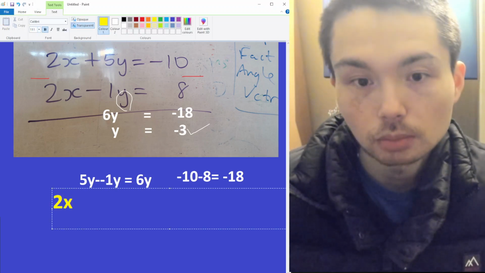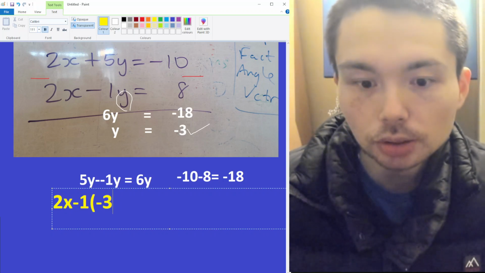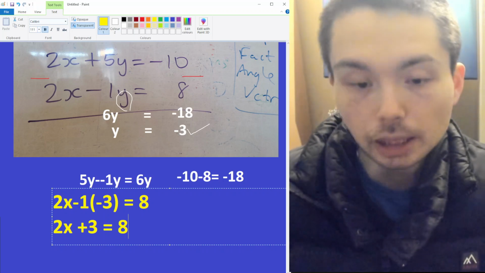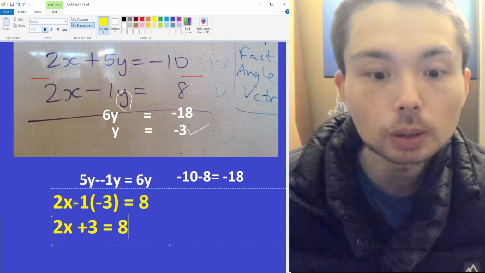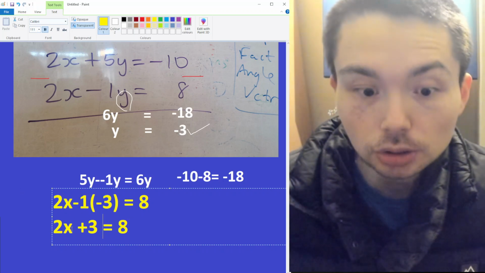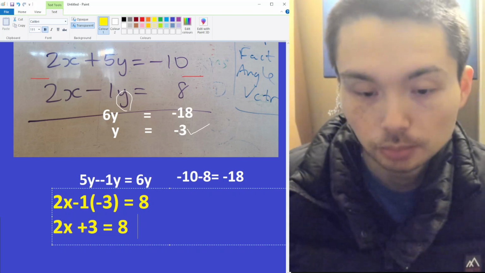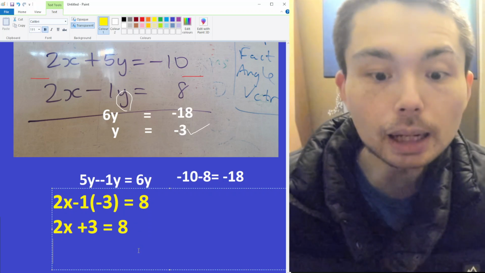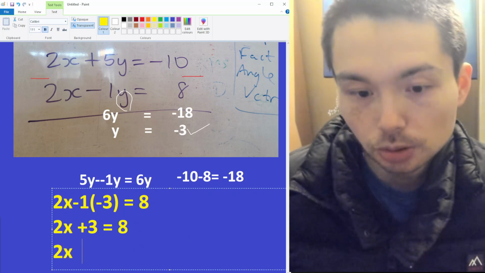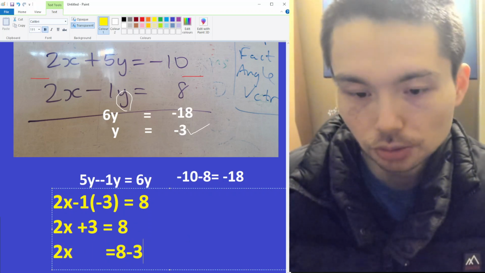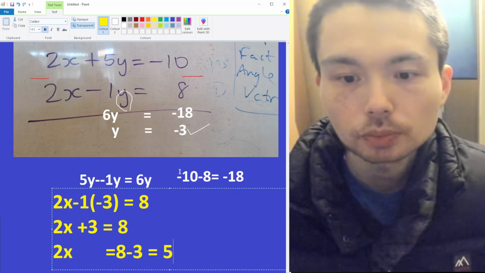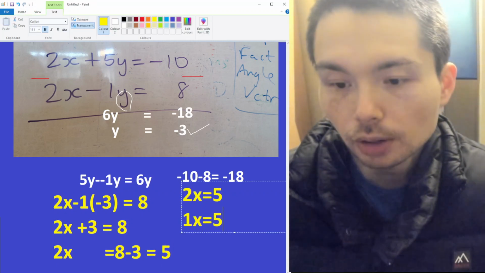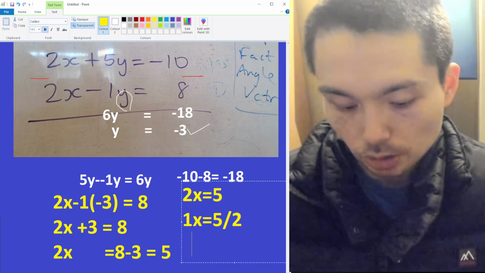2x minus 1 times minus 3 is equal to 8. So 2x plus 3 equals 8. Look at this bit, minus 1 times minus 3 equals plus 3. So we have 2x plus 3 equals 8. Rearrange. Look at plus 3. Move that over to the right. That becomes minus 3. So we have 2x equals 8 minus 3 equals 5. We have 2x equals 5. So 1x equals 5 divide 2. So x is 2.5.